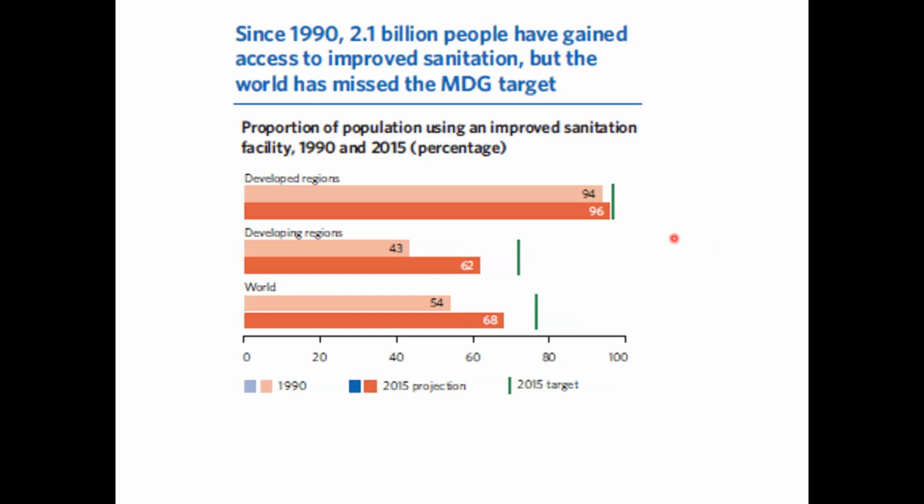Since 1990, 2.1 billion people have gained access to improved sanitation, but the world has missed the MDG target. So in developed regions, 94 to 96 proportion of population uses an improved sanitation facility. But in developing regions, it's a massive improvement, 43 up to 62. So that's, again, nearly a 20% increase. But it falls short of our target, and that's still a lot of people who don't have access to proper sanitation.